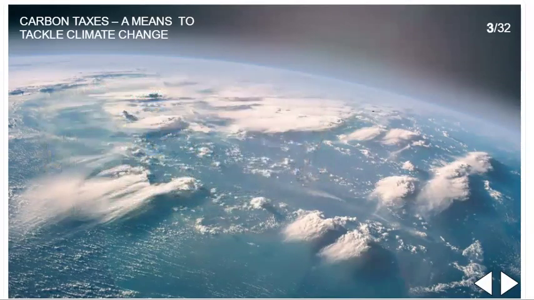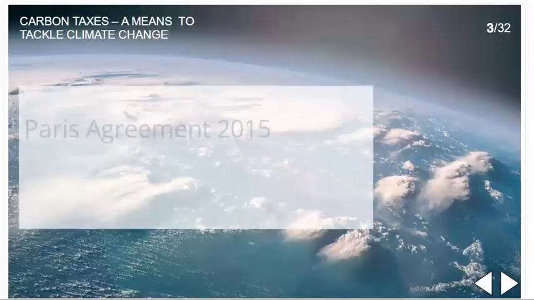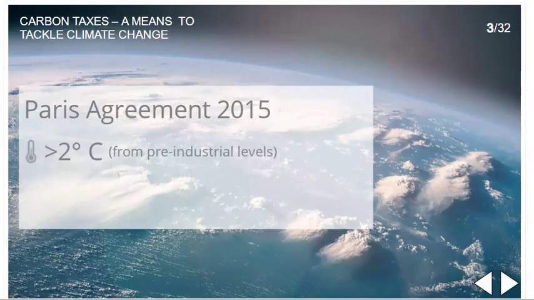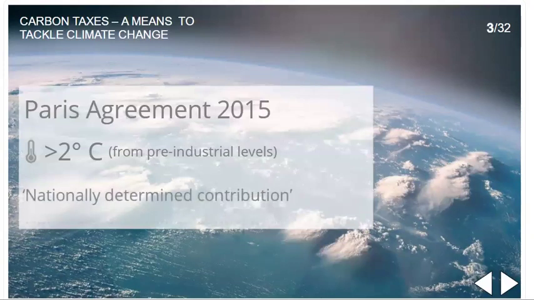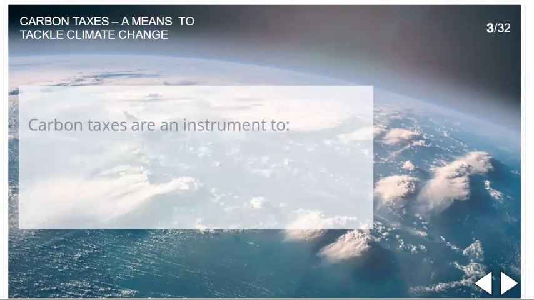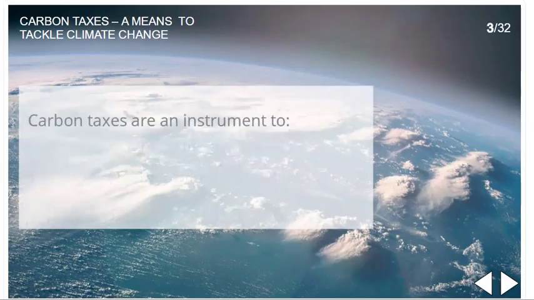Under the Paris Agreement adopted in 2015, countries have agreed to work together to keep the increase in global average temperature well below 2 degrees Celsius above pre-industrial levels. Each country has defined its own nationally determined contribution, which sets out how much it will contribute to the global effort. Countries must then decide which policy instruments to use to achieve their targets.